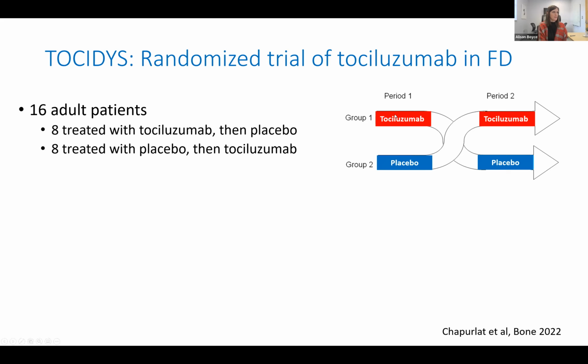So for the first half of the trial, they took 8 patients and treated them with tocilizumab, and they took 8 other patients and treated them with placebo, or a fake drug. And neither the patients nor the investigators knew who was getting the drug and who was getting the placebo. And then after, I believe, 6 months, they crossed over. So all the tocilizumab patients went on placebo, and all the placebo patients went on tocilizumab.